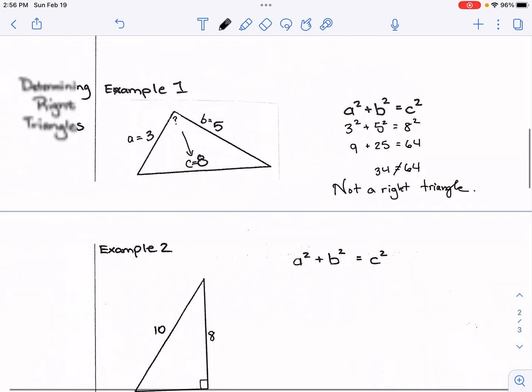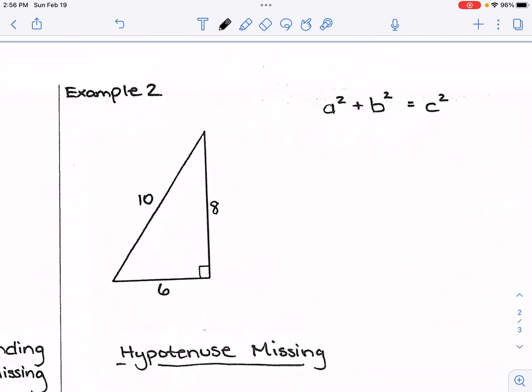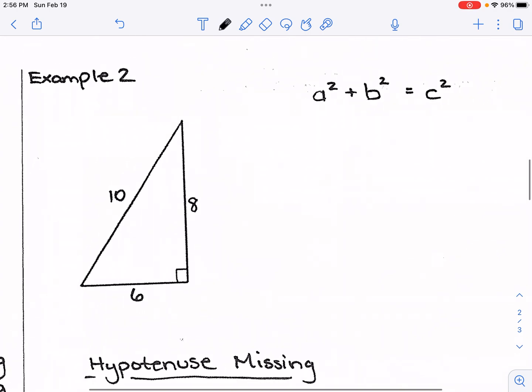Okay, if we get a true statement, then it is, right? It's correct. Let's look on the back side. Let's look at example 2 now. Right, we have to determine if this, again, I'll put a question mark here. Is this a right triangle? Is that a right angle? It looks like it, but again, we have to prove it.